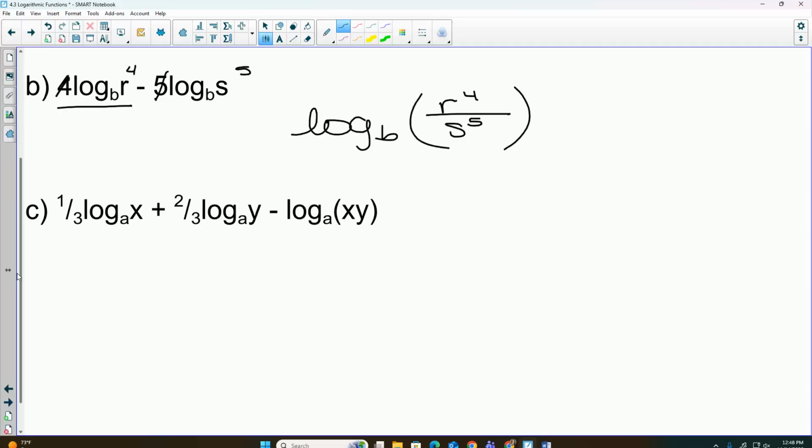Alright. So on this one, 1/3 turns into an exponent, 2/3 turns into an exponent. So we have log base a. Is my x to the 1/3 on the numerator or denominator? Thank you. Numerator, because it was positive. Plus log base a of y to the 2/3. So it would be times y to the 2/3.